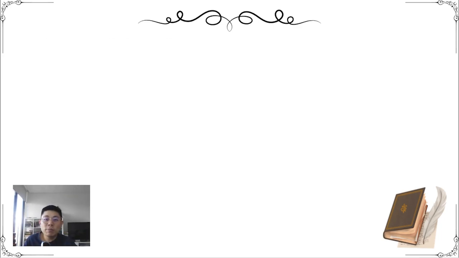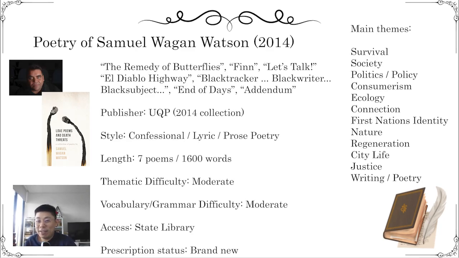Lastly, Samuel Wagan Watson, poems from Love Poems and Death Threats. This one is really hard to find. It's a poetry collection from 2014. It contains that poem Boomerangs in a Thunderstorm that was used in a reading paper a few years back, and I would love to not be cynical here and say there is a clear reason why this is the collection that's been chosen, but I'm not going to theorize anything beyond that.